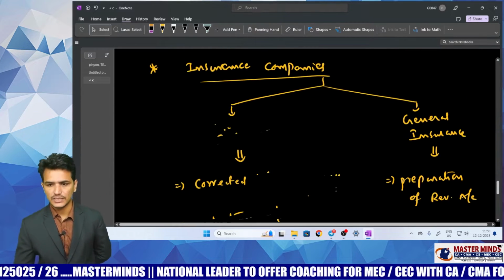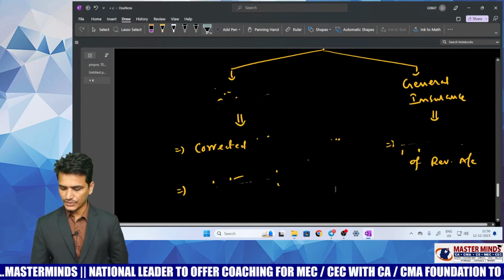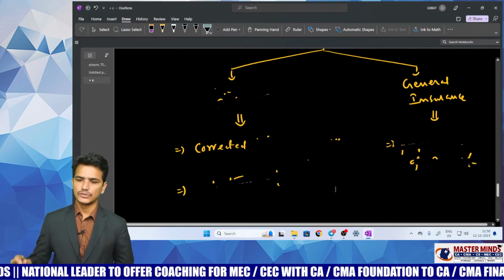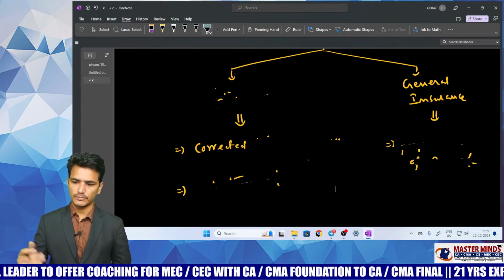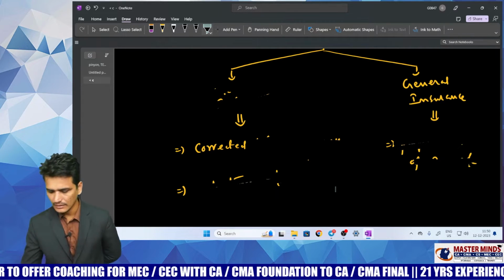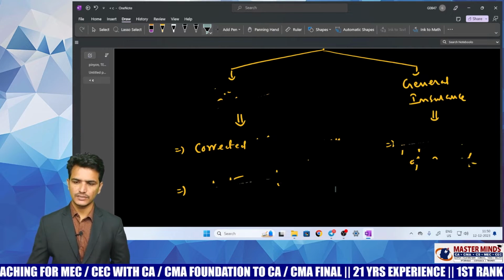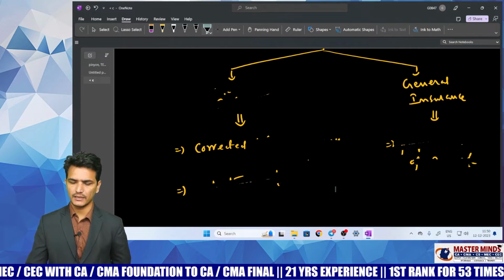And coming to the general insurance companies, just go through the problems covering the preparation of revenue accounts. Generally, the revenue account consists of various schedules. So just go through one problem which covers all the schedules to be shown in the revenue account. These areas will be sufficient in case of insurance companies, and you are not required to go through the formats of balance sheet and P&L.